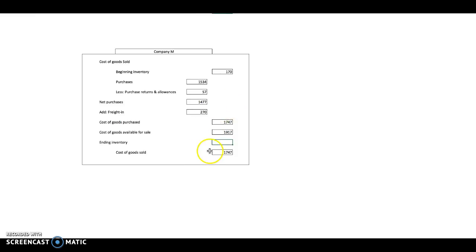Next, we're going to calculate the ending inventory. In order to calculate this, we subtract the cost of goods sold from the cost of goods available for sale, and that will give us our ending inventory.